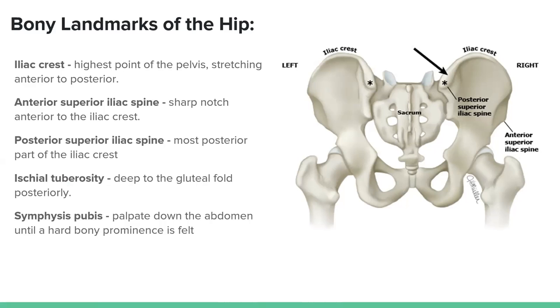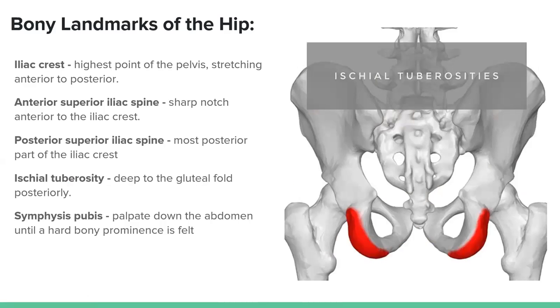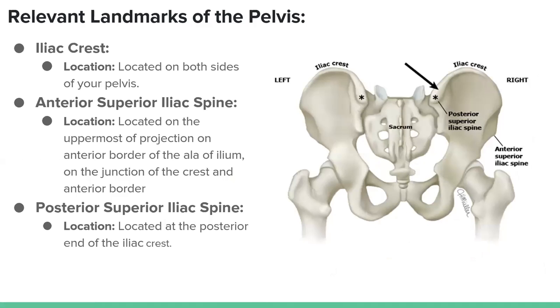You also have your ischial tuberosity, which is at the very bottom over here, close to your glutes, and it folds posteriorly. And then, of course, you have your symphysis pubis, which is the hard bony prominence that you feel when you palpate down from the abs. So here you see the ischial tuberosities, which is at the bottom again, close to the glute area.